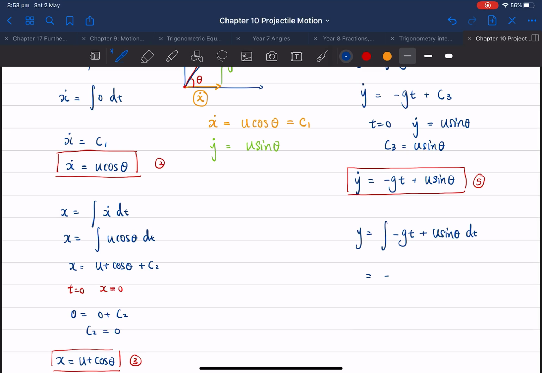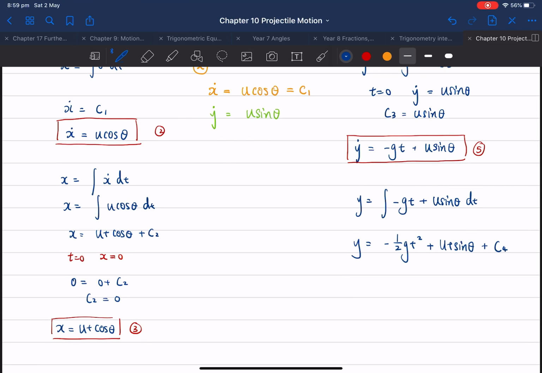How do we do that? Okay, negative half g t squared, because remember you are integrating with respect to t, not with respect to g. g is the constant number, 9.8. All right, plus u t sine theta plus c4.